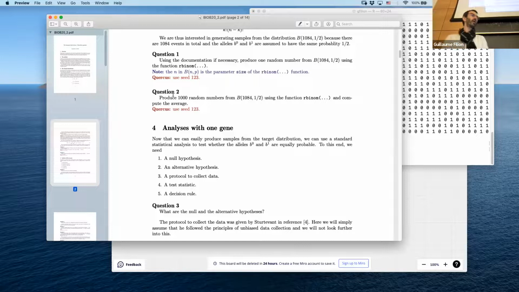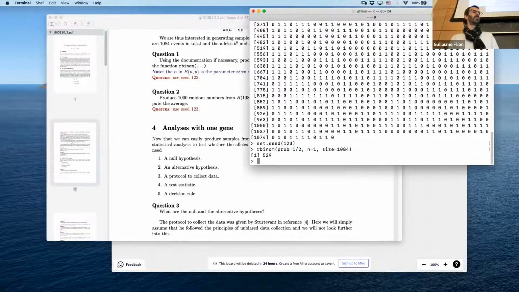Question 2: produce 1,000 random numbers from the same distribution using rbinom and compute the average. So how do I do that? Which is the parameter that I change here? Size or n or prob? Yeah, n, obviously, and I set it to 1,000. If I press enter here, I'm going to get again full of zeros and ones, and there's no reason to do that.